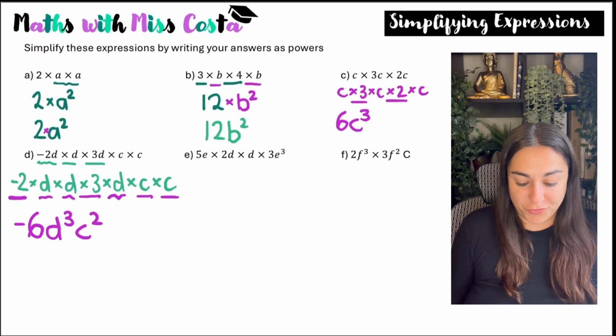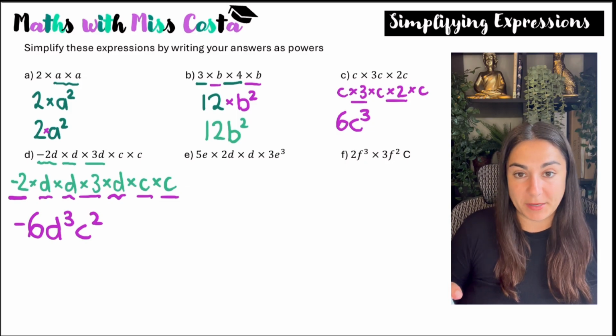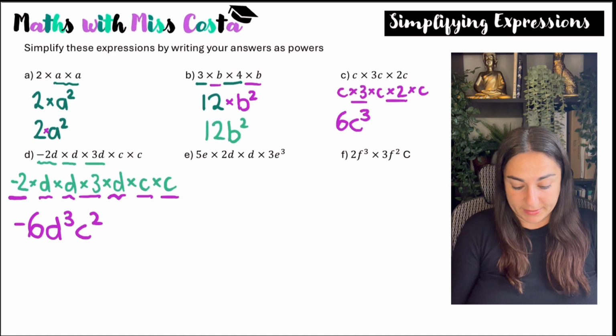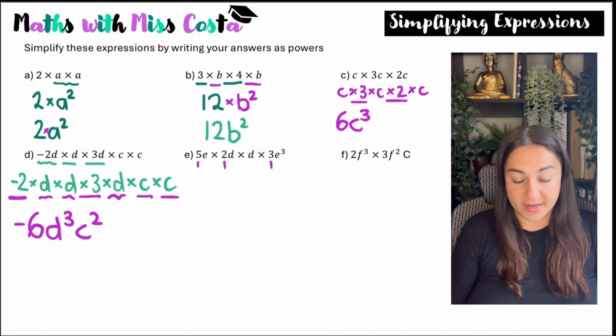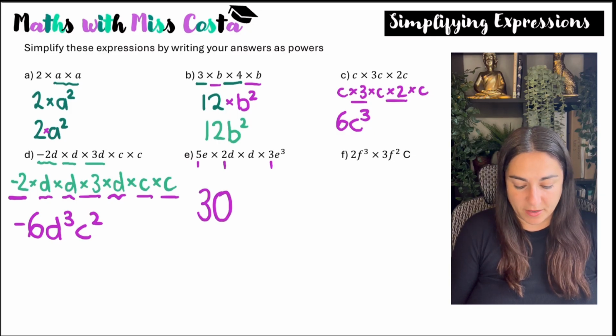Then I've got an even trickier one. So again, everything is being multiplied in this calculation. So I'm going to look at the numbers first. So 5 times 2 times 3. 5 times 2 is 10. 10 times 3 is 30. So that's going to become 30.